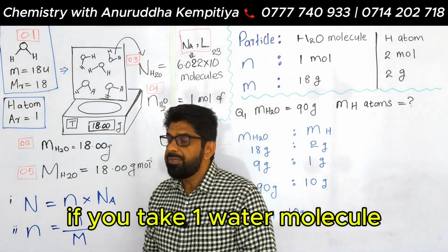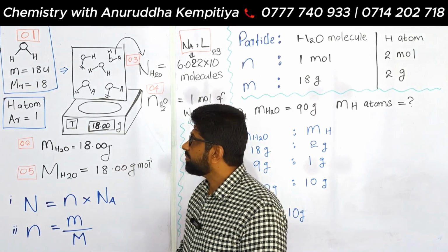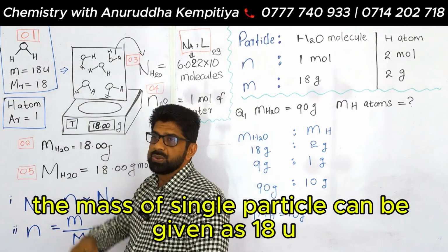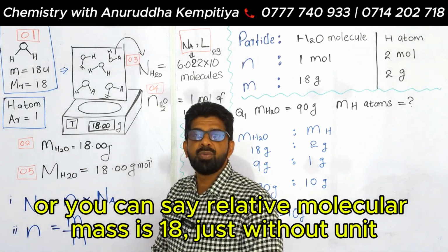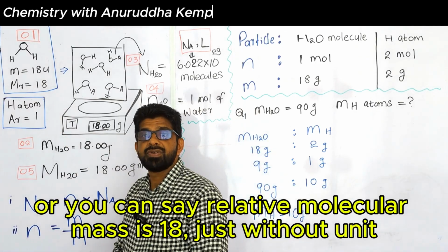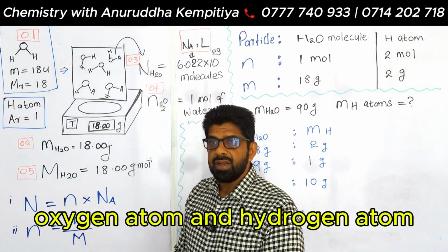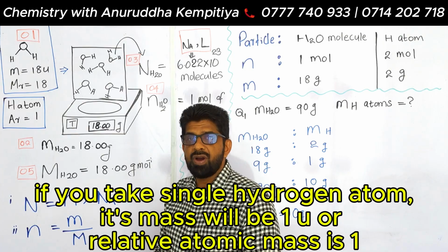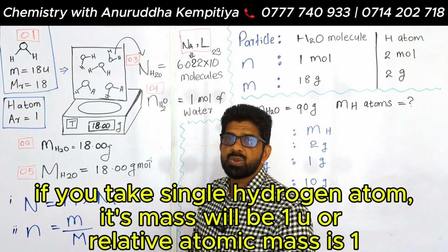Right, if you take one water molecule, a single particle, the mass of that single particle can be given as 18 u, that is atomic mass unit, or you can say the relative molecular mass is 18, just without unit. And there are also some other particles in a water molecule, the oxygen atom and the hydrogen atom. If you take a single hydrogen atom, its mass will be 1 u, or the relative atomic mass is 1.